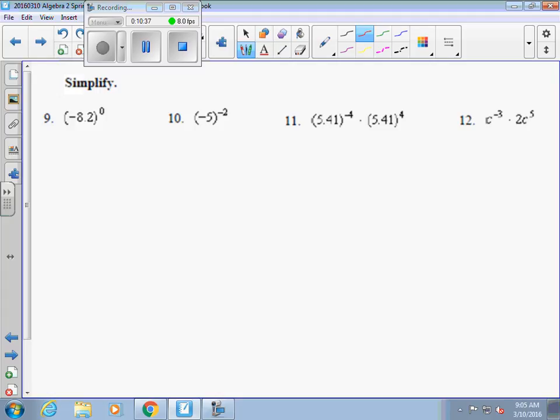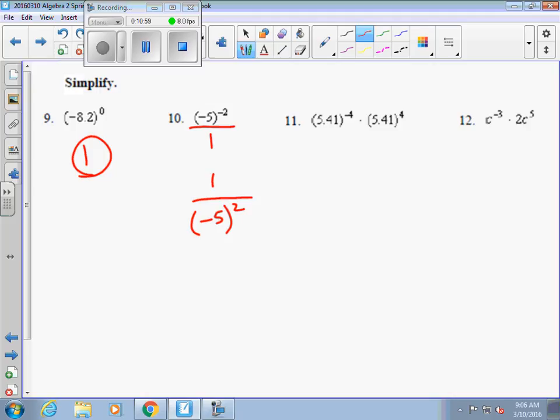Number 9, anything raised to the 0 power is 1. Number 10, anything raised to a negative exponent needs to ride the elevator. So remember, if it's not a fraction, make it 1. Since it's got to ride the elevator, it goes down to the bottom. It's still negative 5, that doesn't change, but now it's raised to the positive second power.